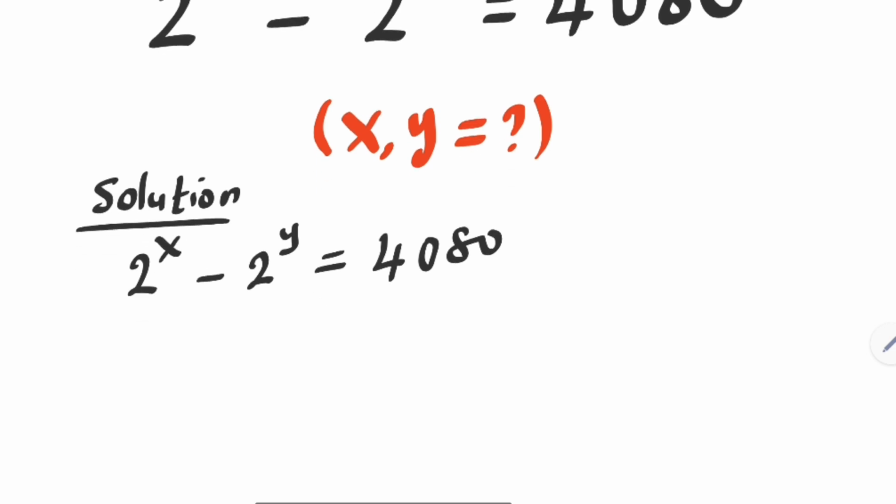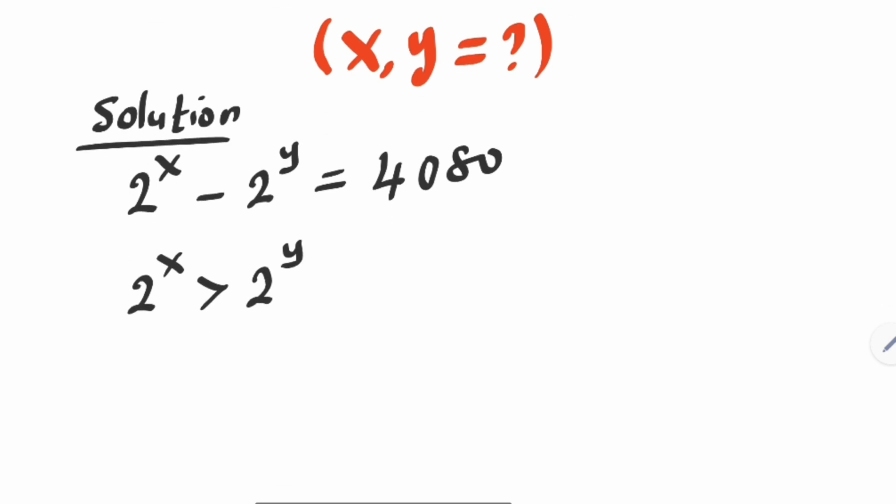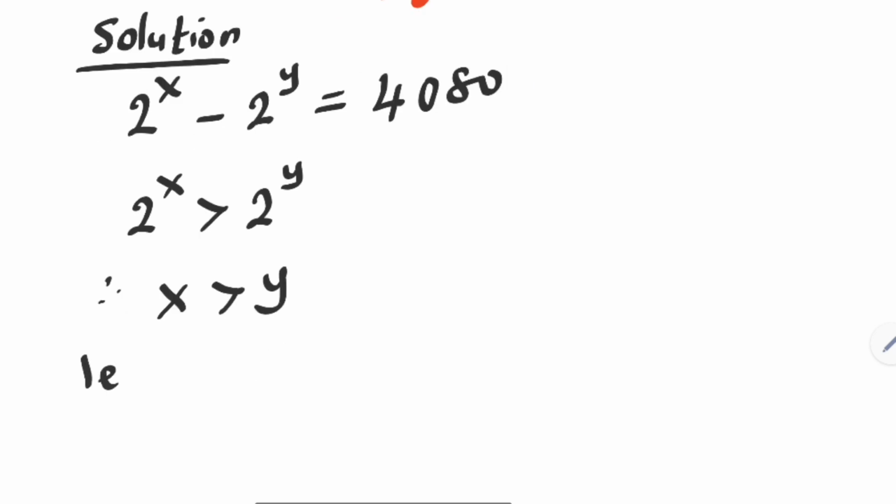We have 2 raised to power x here is greater than 2 raised to power y. Therefore, x is greater than y. Let x is equal to y plus k, where k is any integer.